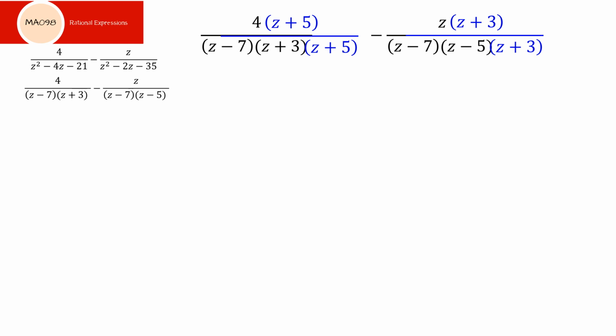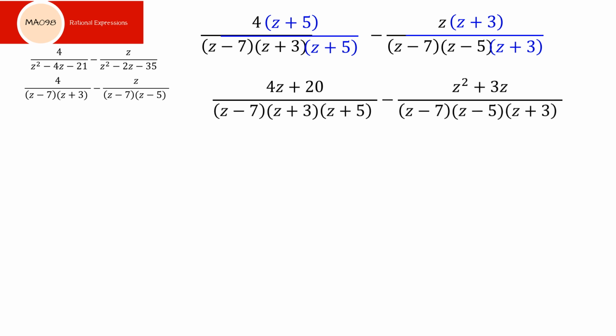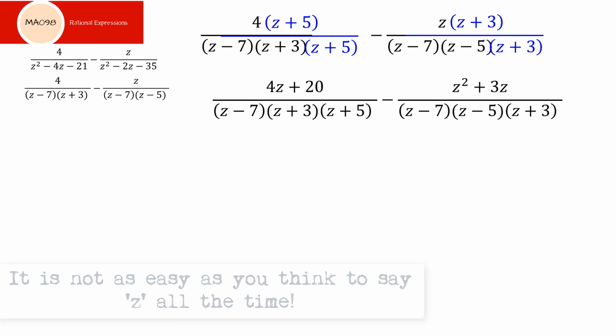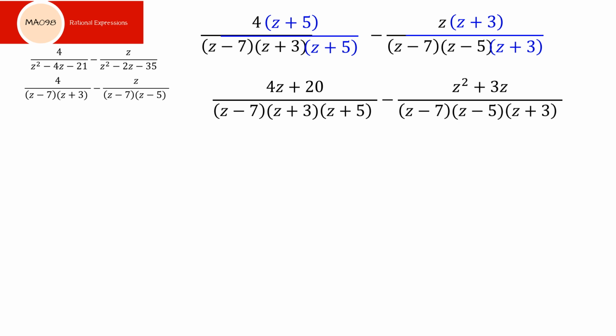Now what we want to do is the distributive property on the top. Sure, we can put them together and then do the distributive property, it doesn't matter. But 4 times z is 4z, and 4 times 5 is 20, minus z times z is z squared, and z times 3 is 3z.